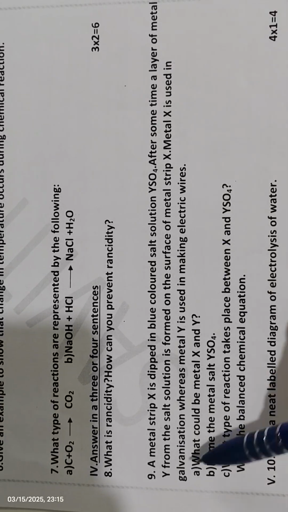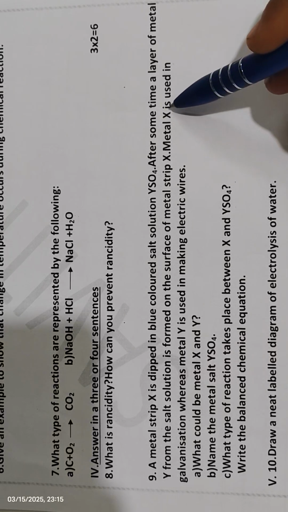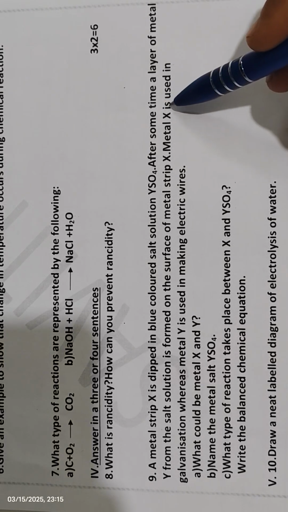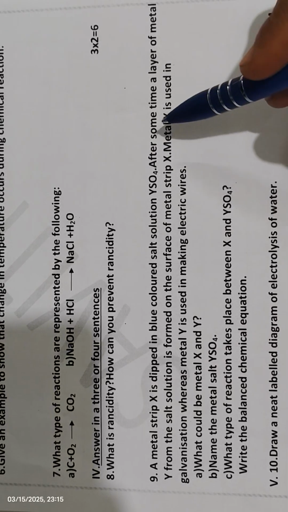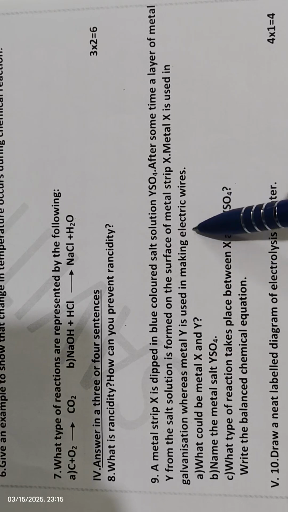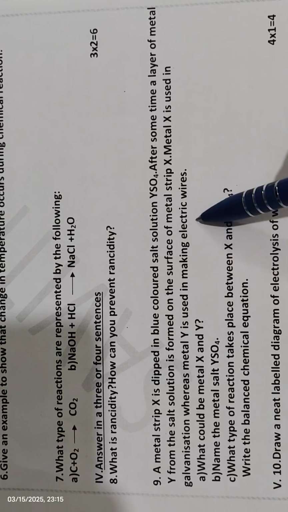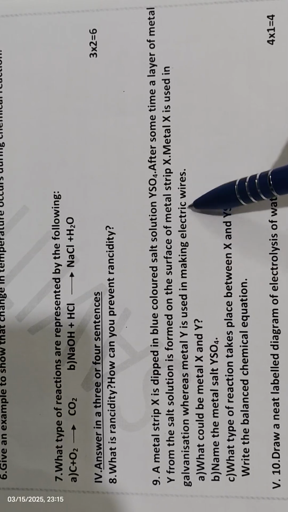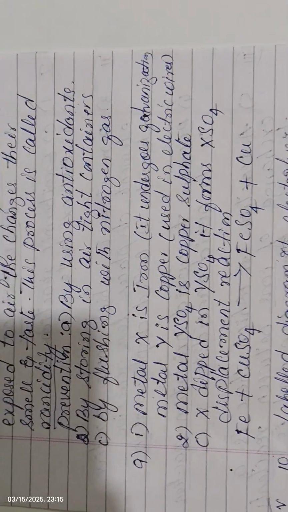You can find it out. Metal X is used in galvanization, which means you should be aware for which metal we do galvanization. Okay, so that is one small hint. And metal Y is used in making electric wires. So we know what kind of metal is used in electric wires. These are the two small hints for this question. So we'll answer the question one by one.